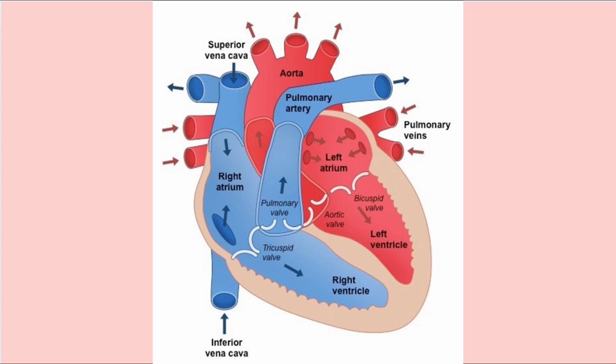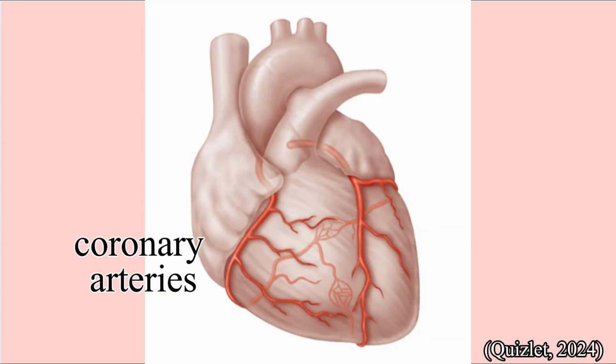There are two valves that connect these two circulations together. When the blood goes to the right ventricle from the right atrium, blood needs to pass the tricuspid valve. When the blood goes to the left ventricle from the left atrium, blood needs to pass the bicuspid valve. Valves are designed to prevent the backflow of the blood. The heart receives its own blood supply through the coronary arteries.